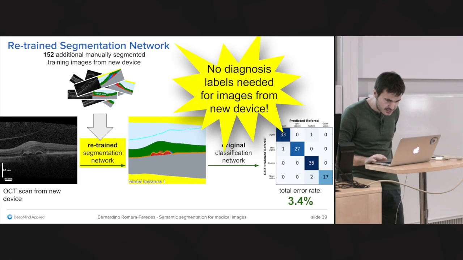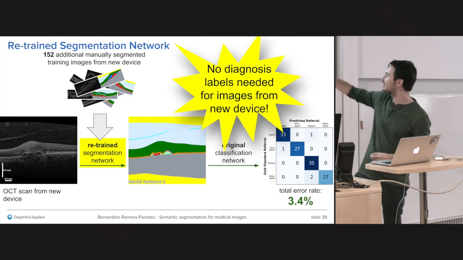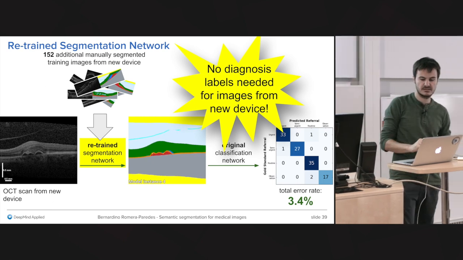Okay, so I think I'm almost done with the second one. No diagnosis labels, that's something too. Of course we didn't do anything here, we fixed the classification network.